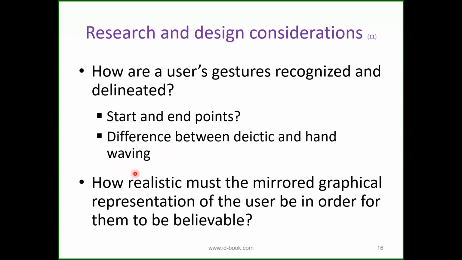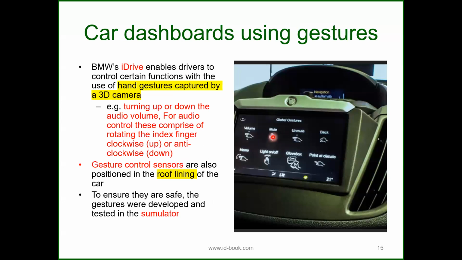Now the second research consideration is how realistic the mirrored graphical representation of the user must be in order for them to be believable. As we have seen in the previous slide, the user is trying to control the audio system here. For example, if he wants to mute the audio track which is running, he is showing the stop sign with his hand. This is mirrored, right?